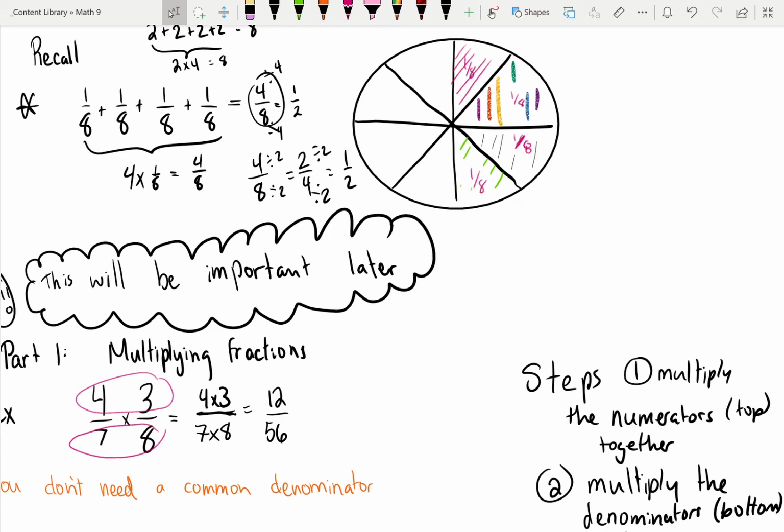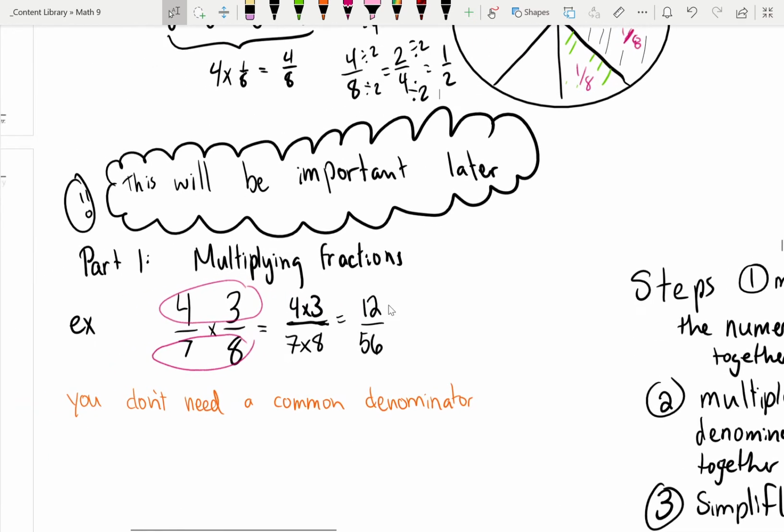So in this case, I don't immediately see what number I can simplify by, so I'm going to divide this by 2, and I'm going to divide this by 2. So this is going to give me 6 over 28, and then, oh, both of these are still even. I could have kept going, so I'm going to divide by another 2, so I'm going to get 3 over 14. And then from here, I have an odd number. 14 isn't divisible by 3, so I'm stuck.